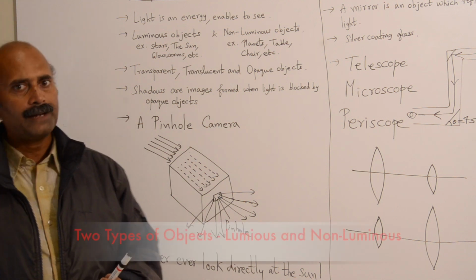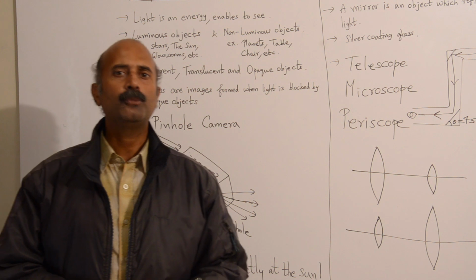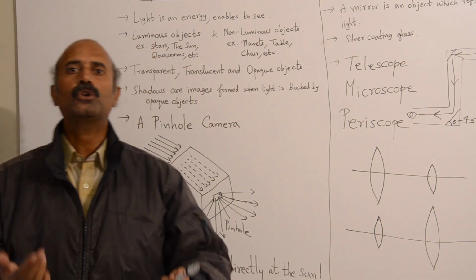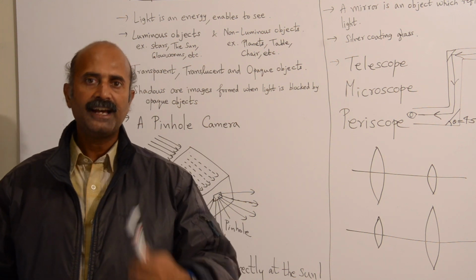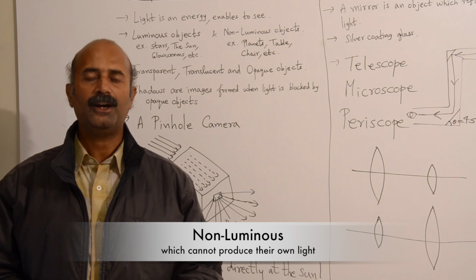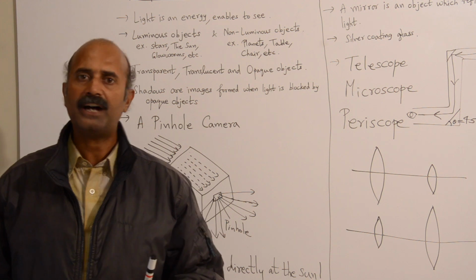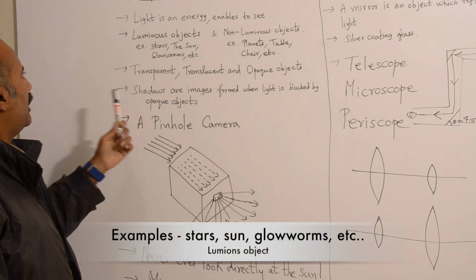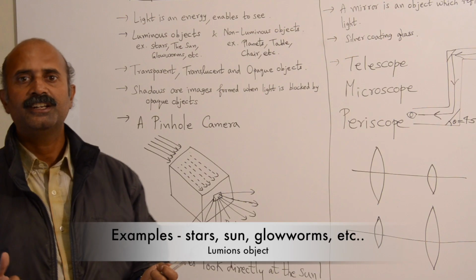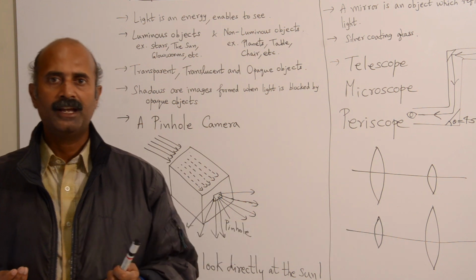There are two types of objects, luminous objects and non-luminous objects. What do you mean by luminous objects? Luminous objects are those objects which emit their own light, which can produce their own light and give it out. Non-luminous objects are those objects which cannot produce their own light. However, they can reflect the light and divert its path. Examples of luminous objects are stars, the sun, even glowworms, even fireflies. So these can produce their own light, they can emit their own light.